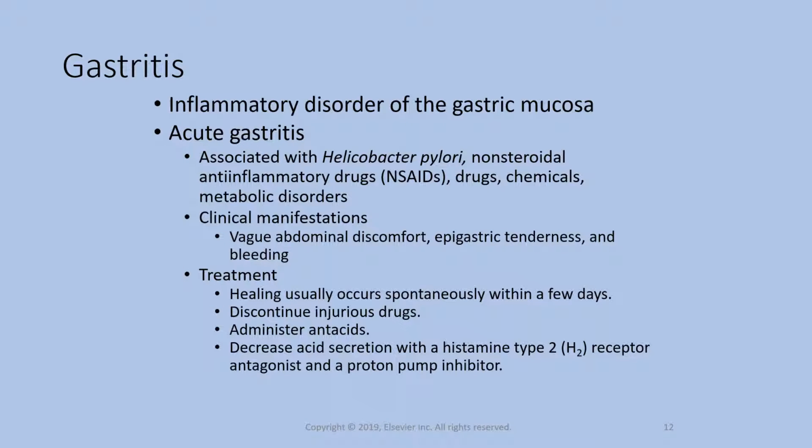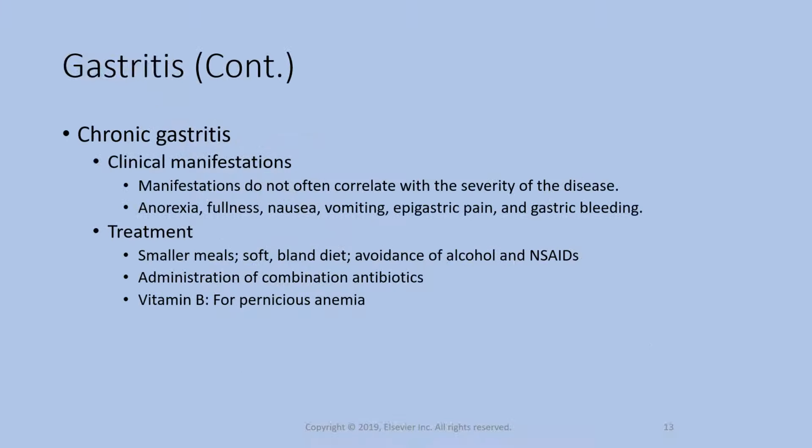So gastritis is an inflammatory disorder of the gastric mucosa. Acute gastritis is associated with Helicobacter and non-steroidal anti-inflammatory drugs. Clinical manifestations: vague abdominal discomfort, epigastric tenderness, and bleeding. Treatment: healing usually occurs spontaneously within a few days. Discontinue drugs, diminish antacids, and decrease acid secretion with H2 blockers.